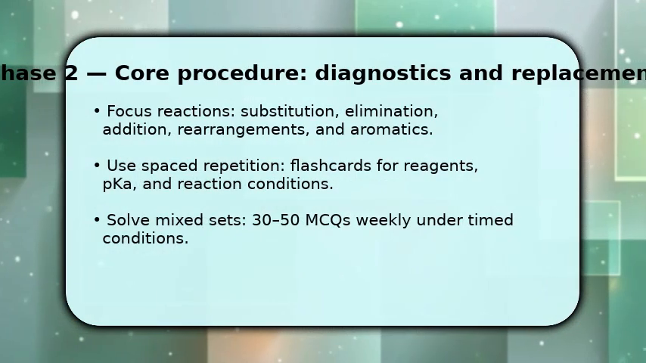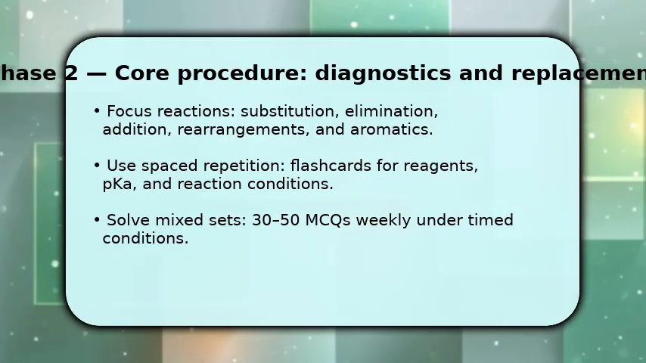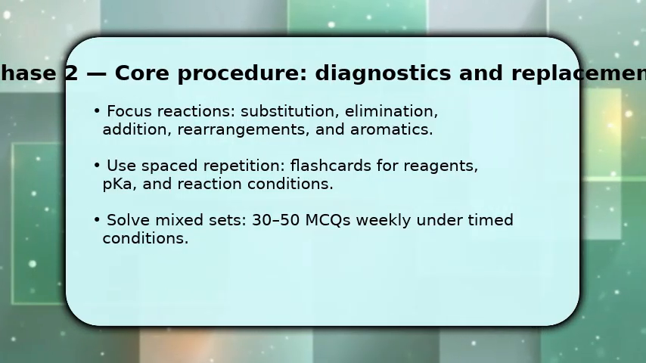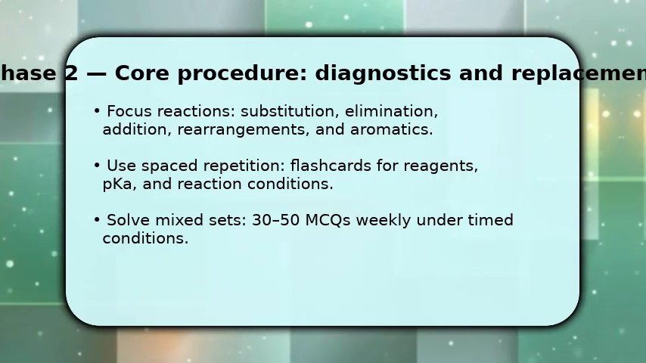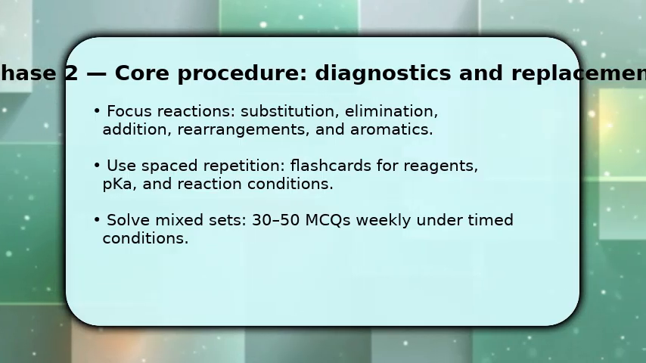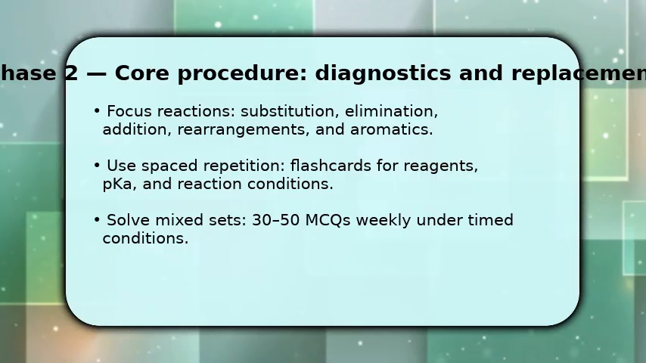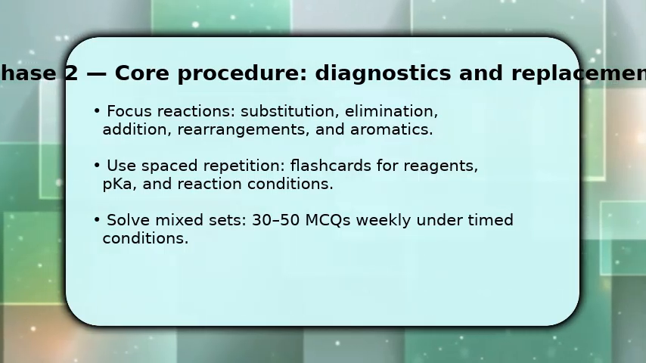Now you move into the complex middle, systematic reaction families and problem patterns. Work reaction families one at a time, map mechanisms, typical reagents, and exceptions because pattern recognition reduces surprises. Once confident, apply spaced repetition for reagents and pKa values to cement recall.